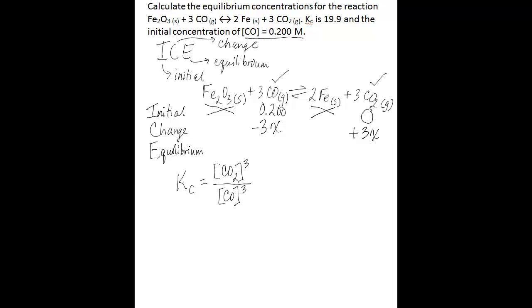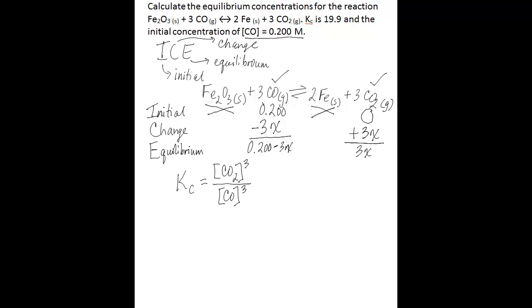And then finally, all you need to do is add or subtract the initial from the change to give you your equilibrium concentration. So for carbon monoxide gas, that's going to be 0.200 minus 3x. There's your equilibrium concentration for carbon monoxide gas. And then for carbon dioxide, your equilibrium concentration is 3x. So you still don't have a value for those equilibrium concentrations, but you have stated them in terms of x, which is your unknown.